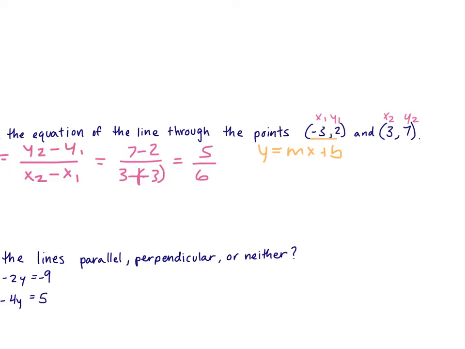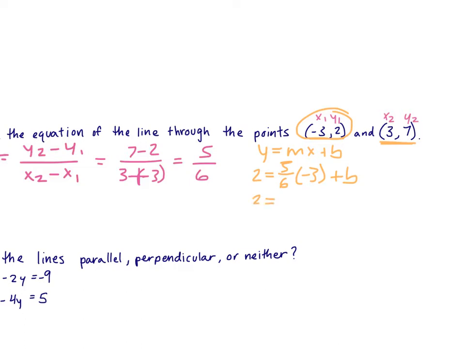So we could use either one of these points here. I'm going to use the first one just because I think 2 is easier to work with than 7. But again, it doesn't matter which one you work with. You can do either one. So we have 2 is equal to, our slope was 5/6, x is -3, plus b. And then we just solve this for b.